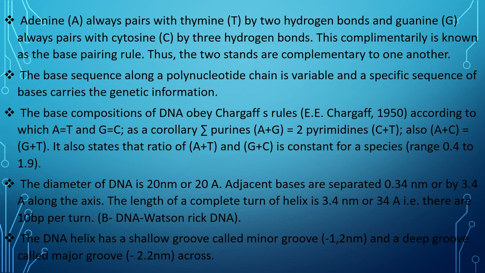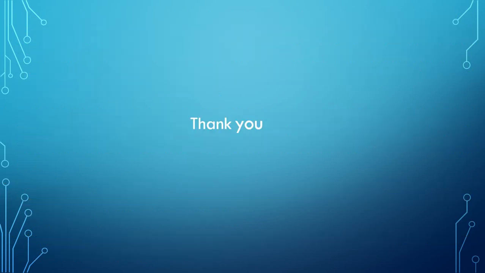A always binds with T, C always binds with G. A and T bind with the help of two hydrogen bonds. G and C bind with the help of three hydrogen bonds. The amount of purines always equals the amount of pyrimidines according to Chargaff's rule. And the diameter is about 2 nm or 20 angstrom in case of DNA. The length of a single helix is 3.4 nm.